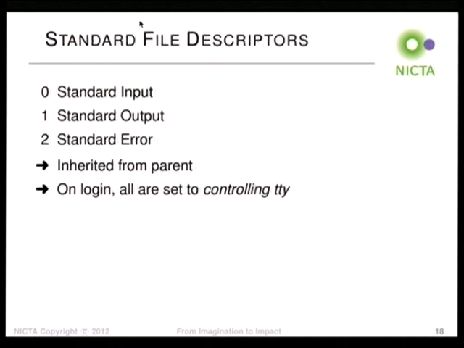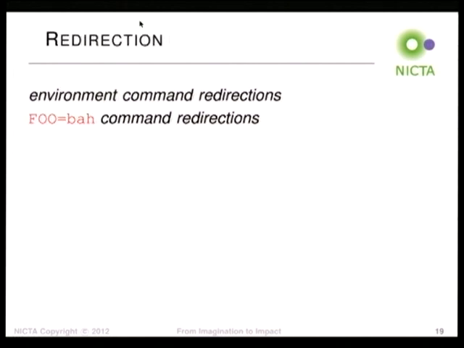When a process is created, it inherits most of its attributes from its parent. In particular, it inherits all the open file descriptors. That means that in the parent, you can set up where file descriptors 0, 1, and 2 go, and then the child can just use them. And that's how shell redirection works.